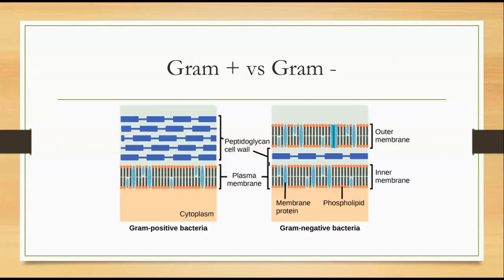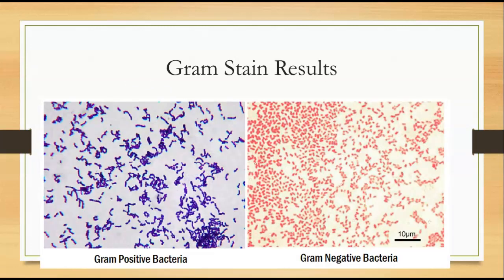Let's take a look at what that looks like. So here's the gram-positive with just one inner plasma membrane and then a thick wall of this peptidoglycan. That's gram-positive. Gram-negative bacteria have the inner membrane, then they have a very small amount of that peptidoglycan. You can see how it's much thinner, and then they have an outer membrane. And so that's the structural differences, but what does the difference in the gram stain look like?